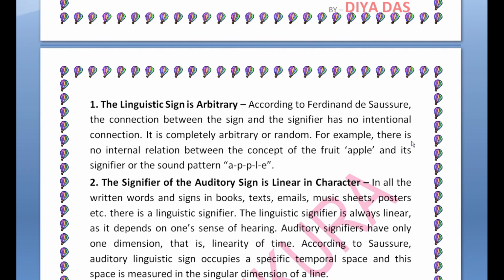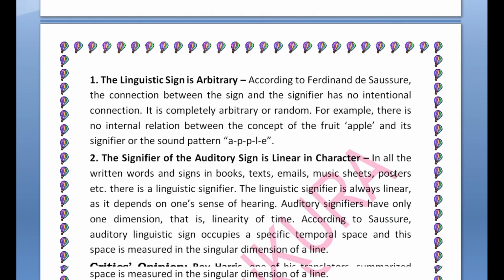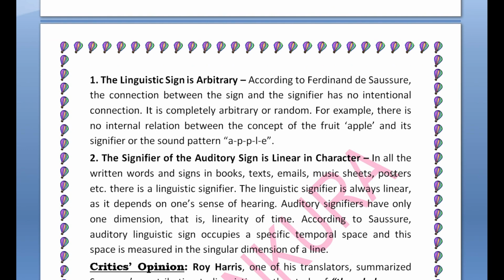1. The linguistic sign is arbitrary. According to Ferdinand de Saussure, the connection between the signified and the signifier has no intentional connection. It is completely arbitrary or random. For example, there is no internal relation between the concept of the fruit apple and its signifier or the sound pattern APPLE.